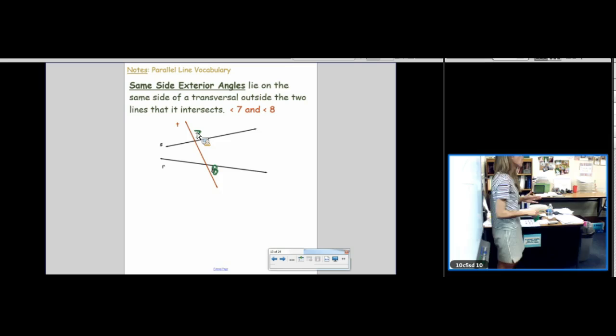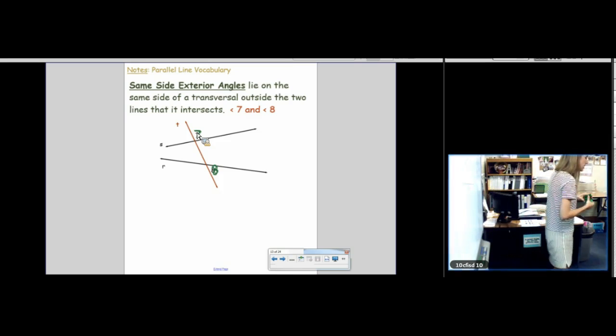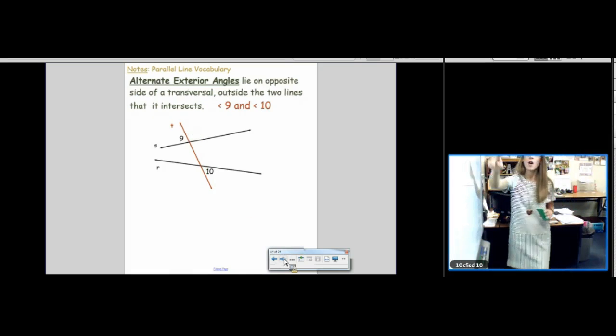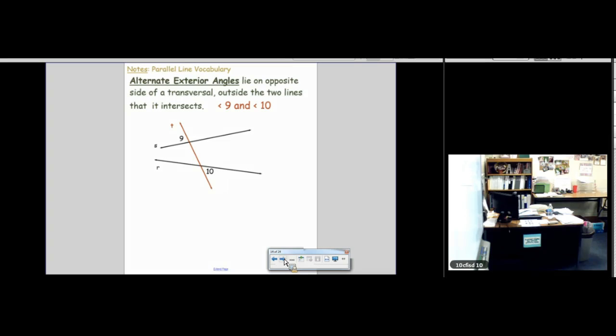Okay, what's the only combo we haven't done? What have we not done? Opposite and outside. Okay, say it differently. Instead of opposite, we use the word alternate, and instead of outside, we use exterior. So our very last combo is alternate exterior angles. Last one. Alternate exterior angles.